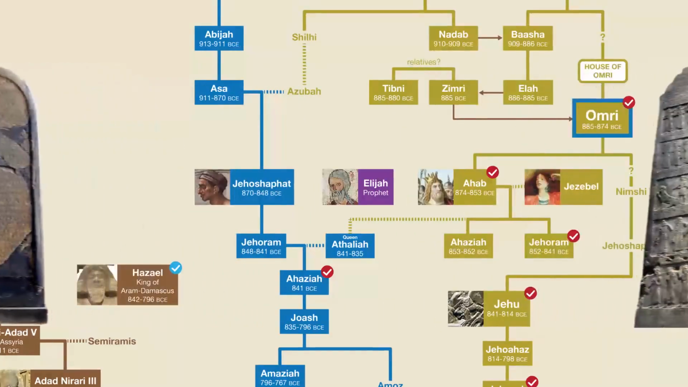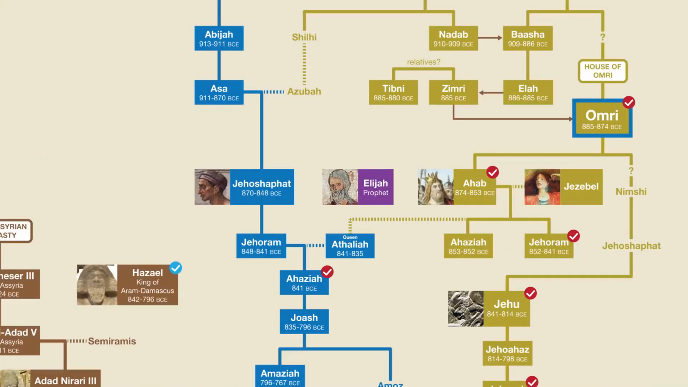Omri is also important because he founded the city of Samaria, which went on to be the capital of the northern kingdom for the rest of its existence. Anyway, Omri was followed by his son Ahab, and the Bible talks a lot more about him and also about his wife, Jezebel.